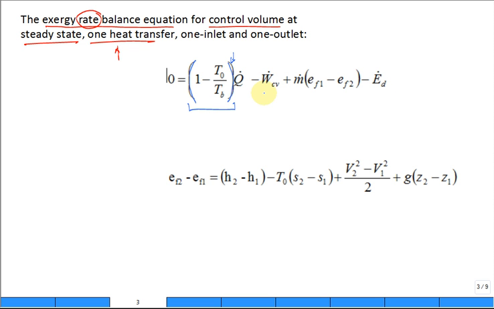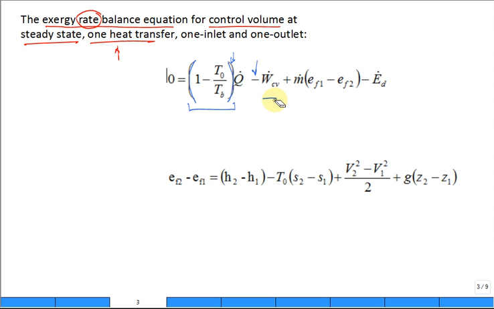We also have work out, and so it's an out with a negative, and that shaft work or electrical work is already in the form that we desire. So it's 100%, 1-to-1. There's no fraction reducing it right here. So if it's 5 kilowatts of shaft power out, it's 5 kilowatts of exergy transfer out.